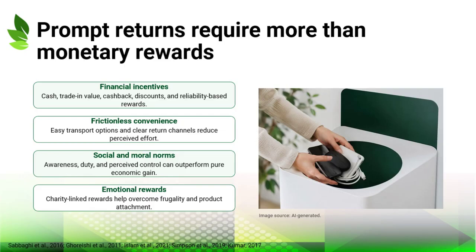Social and moral norms also influence behavior, because awareness, perceived duty, and perceived control can motivate returns beyond economic gain. Emotional rewards, such as charity-linked donations, can help overcome frugality and attachment to products. The main message is that incentive design must be holistic. A strong program combines the right financial offer with low friction and behaviorally informed motivation. Together, these levers improve both timing and participation. Design must address both economics and psychology.